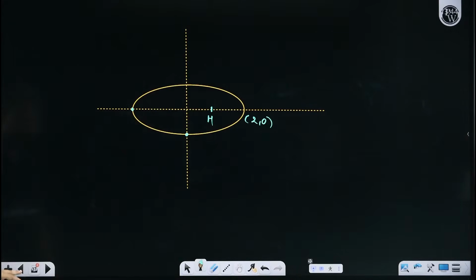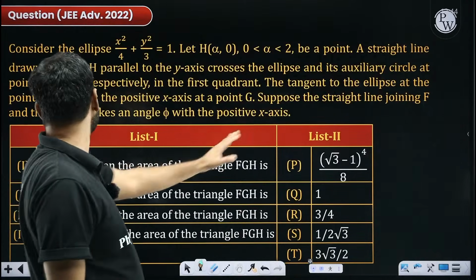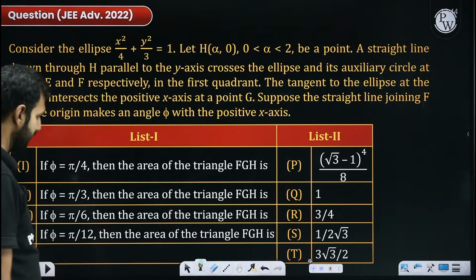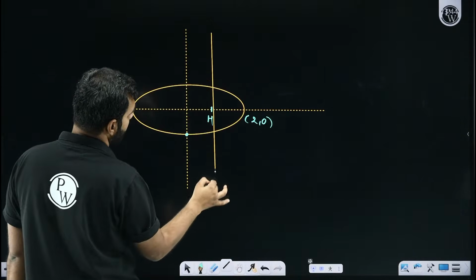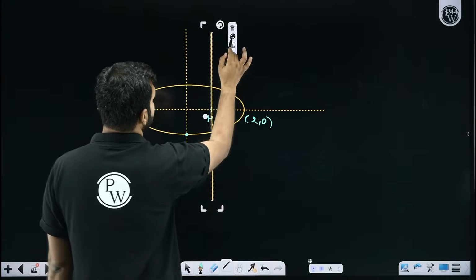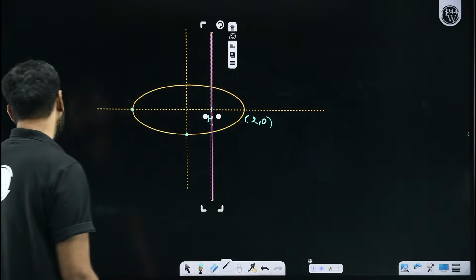Everybody got this? Now from here, I am told a straight line parallel to the y-axis is drawn through H. So this is that straight line. Everybody comfortable with that? Now what do they say next?